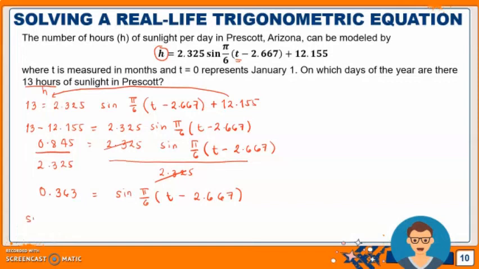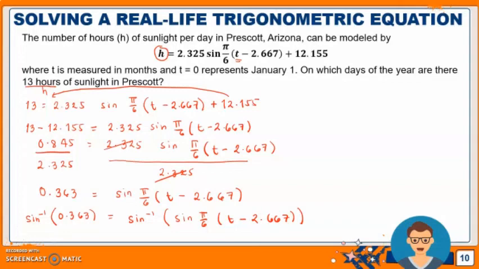So that would be the inverse sine of 0.363, and then we have the inverse sine of sin(π/6 (t − 2.667)). In this problem, make sure that your calculator is in radian mode before using the inverse sine, because this is in terms of pi, not in terms of degrees.